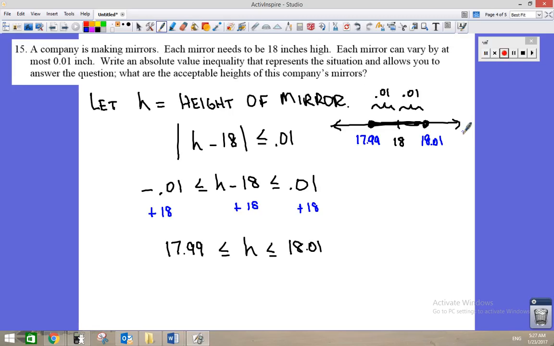And of course, I never put my units up there. You should try to get in the habit when you define your variable of including your units and also to include units in your answers. So here's our inequality that they wanted, and here's the solution to that inequality, and I hope that helps.